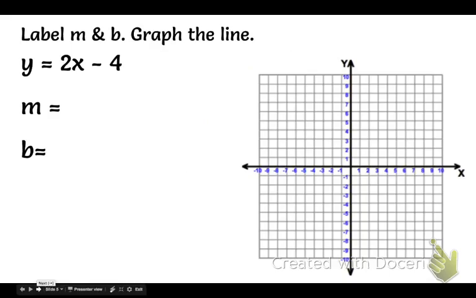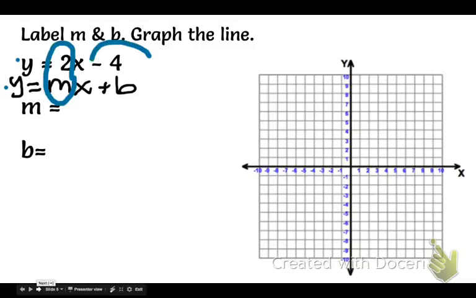All right, on your sheet of graph paper and in your notebook, jot down this equation: y equals 2x minus 4. Underneath this equation, I'm going to remind you that slope-intercept form looks like this: y equals mx plus b. When we look at this form, it should be easy to point out that y is by itself on the left side of the equation, right here. m is the coefficient of x, that's going to be my slope, and b is the constant that's by itself. In this case, it's after x. So my slope is 2.